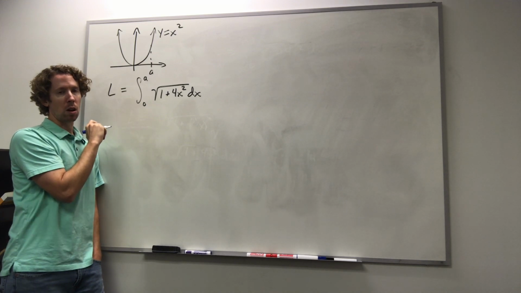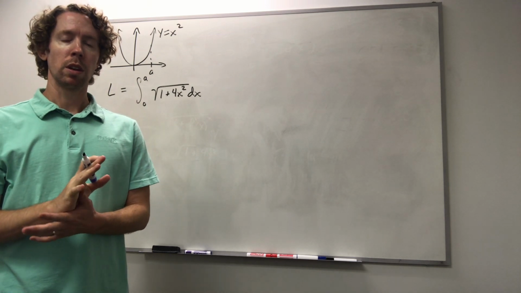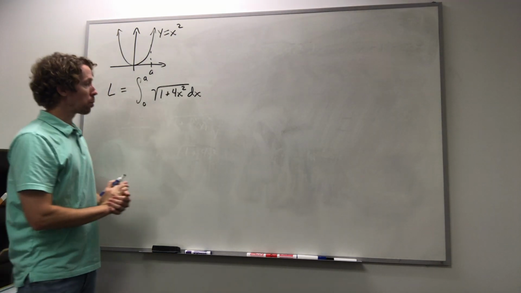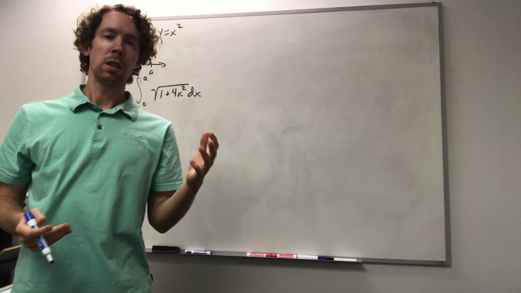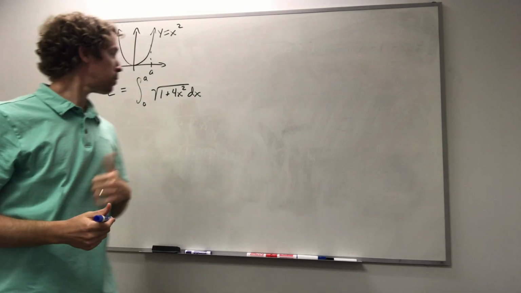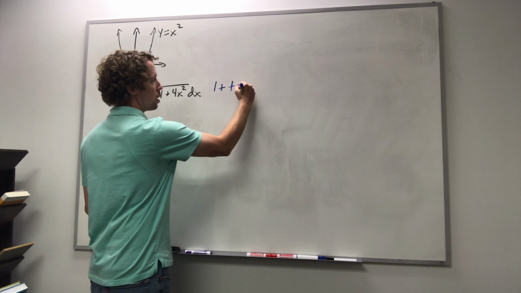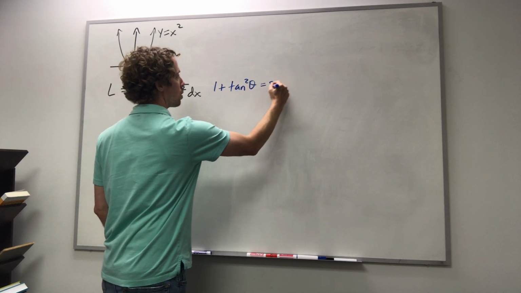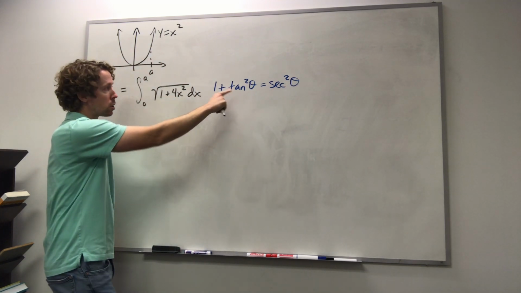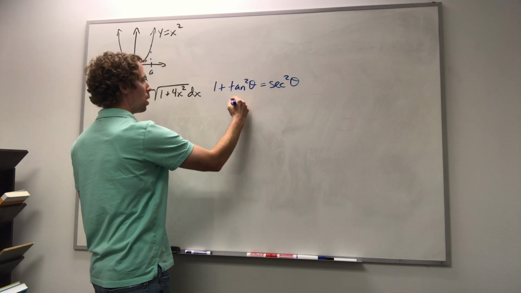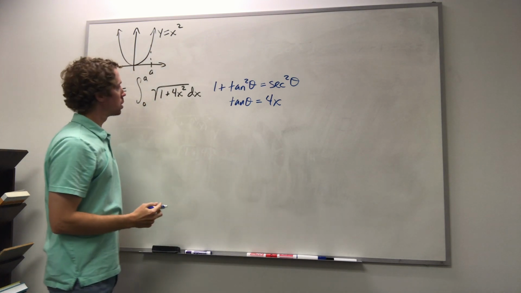This calculation is a little long, so I'm going to go through it quickly, but it uses the method of trig substitution. Basically, I'm going to replace 1 plus 4x squared with a trig expression that will simplify the square root, get rid of it. I'm going to use the equation 1 plus tangent squared equals secant squared. So I want 4x squared to be equal to tangent squared. That means I want tangent to be equal to 2x.